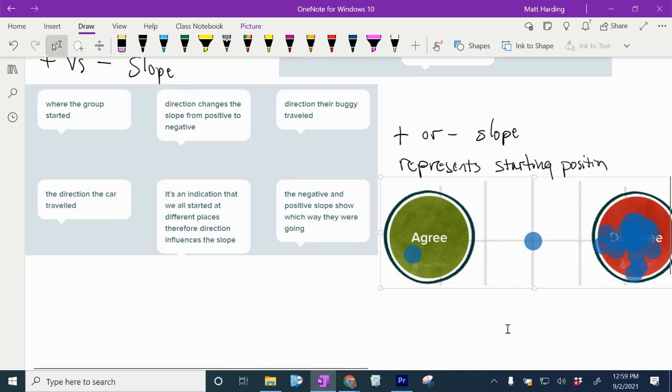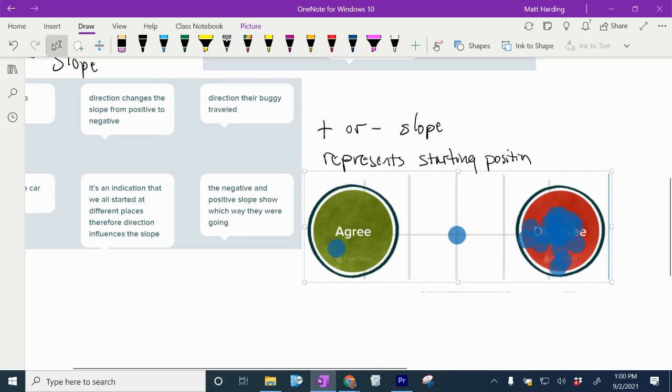We got one person that agrees with that, but a whole lot of people that don't. Okay? So let's pair deck out loud quick. Most of us are seeming to say that that does not represent starting position. If that does not represent starting position, what does represent starting position? Pat?